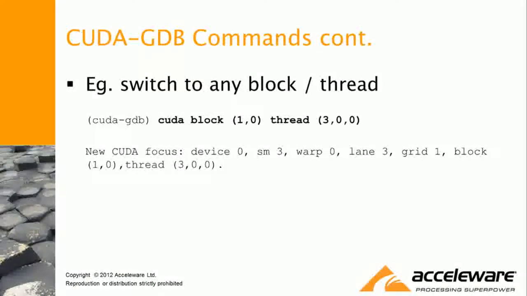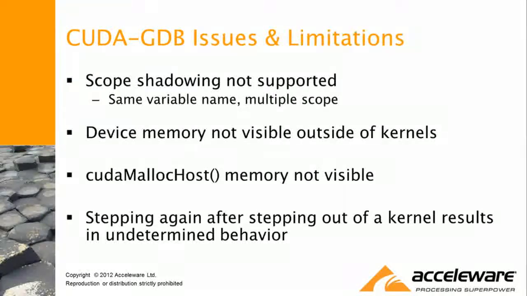So you can switch blocks and basically switch scopes and do those kinds of things. Scope shadowing is not supported, so if you have the same variable name in multiple scopes, like a global and local, it doesn't support that. Device memory is not visible outside of the kernel, so if you're debugging in the host, you won't be able to see the device.